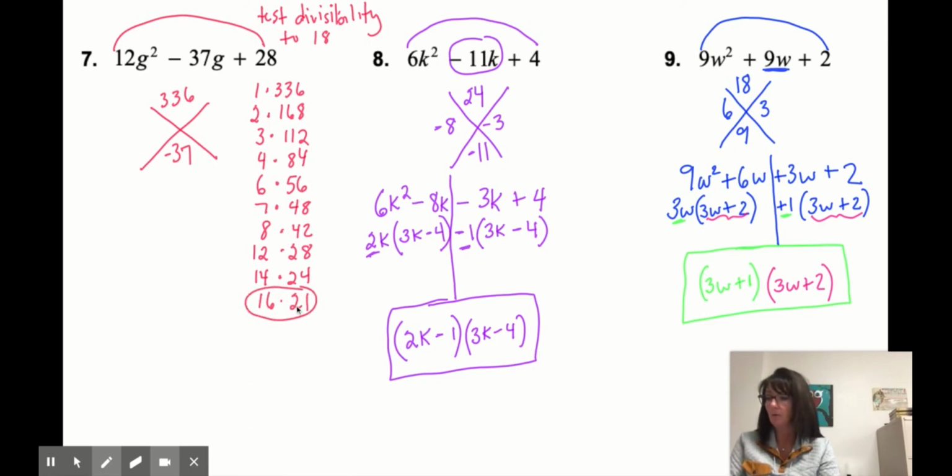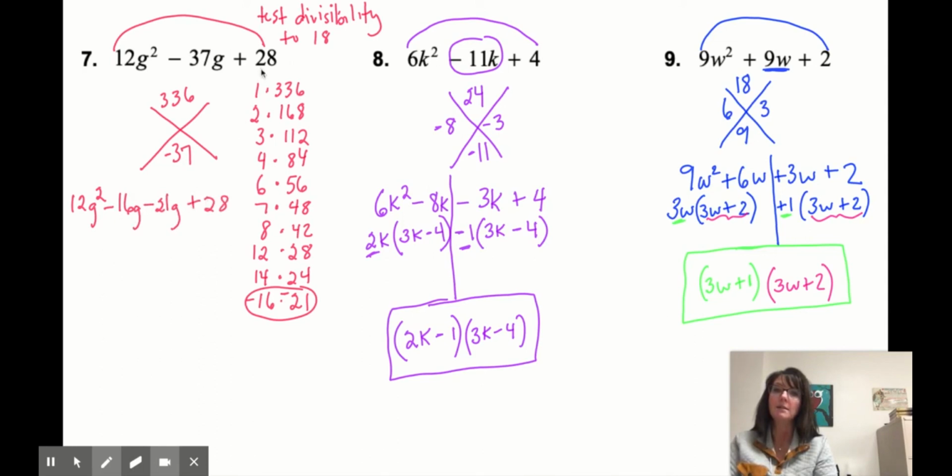Because 16 and 21 equal 37, and it's a negative 37, we want both of these to be negative, right? So that's how we deal with the integers. This is positive, and this is negative, so we want it to both be negative. So now we're breaking up negative 37, so we're going to have 12g squared, and again, it doesn't matter which one comes first, minus 16g minus 21g plus 28.